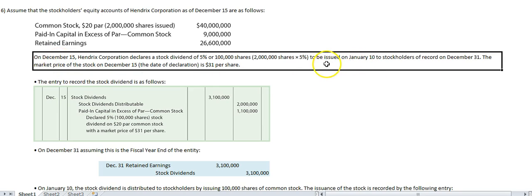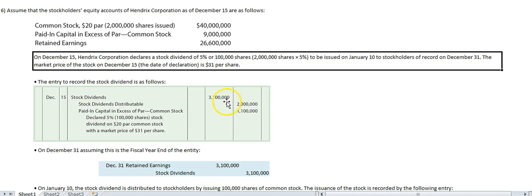This is to be issued on January 10. This is the date of payment, January 10. And December 31 is the date of record, okay? I had said it wrong before because I didn't realize that. I didn't see the December 15 here. Anyway, so on December 15, the date of declaration, we're going to do this entry.